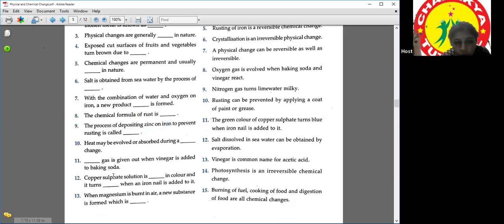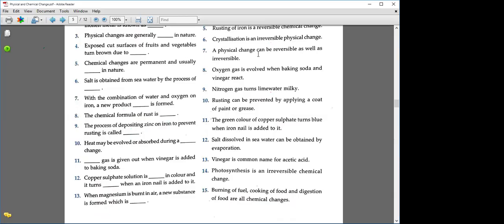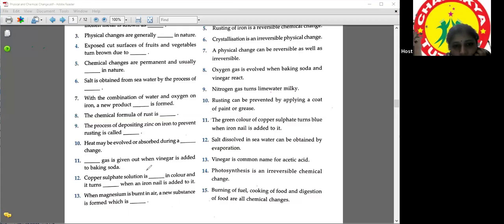Start from 12. Copper sulfate solution is blank in color and turns dash when iron nail is added to it. Okay. Great. Originally it is blue in color, and when we add iron nail, it changes to green. When magnesium is burned in air, a new substance is formed, which is magnesium oxide. What's the formula for magnesium oxide? MgO.